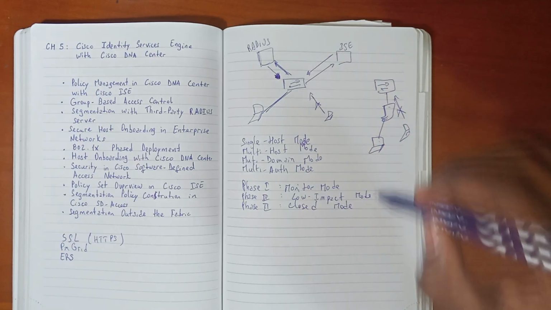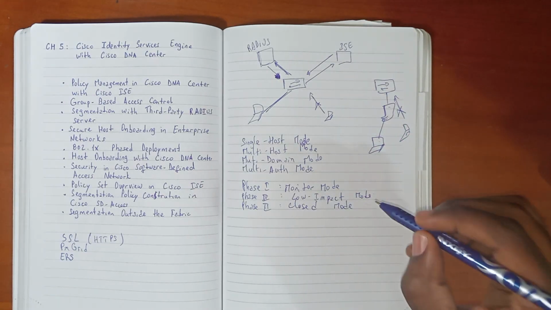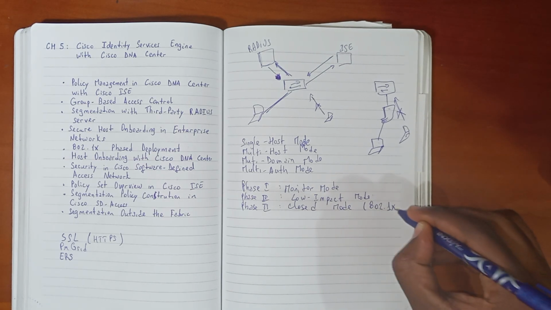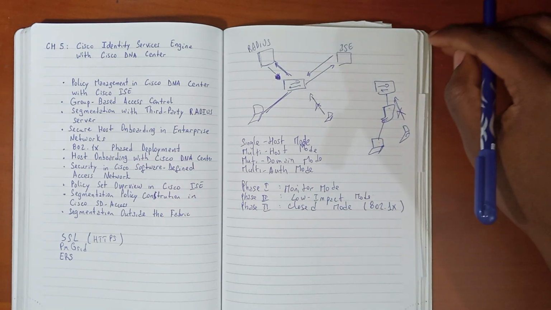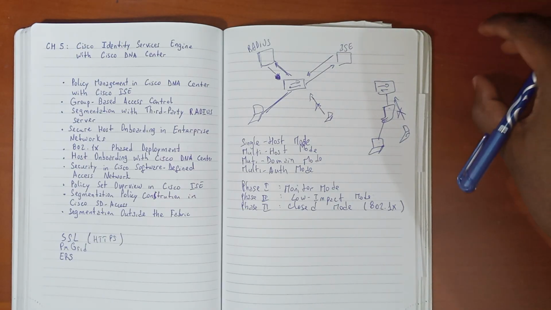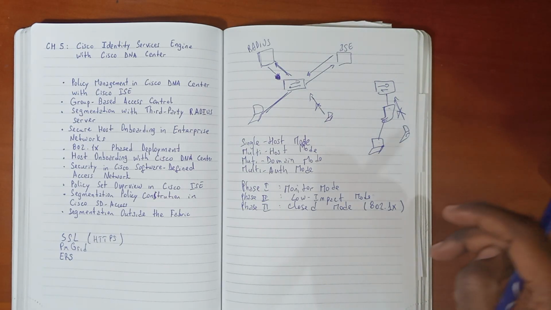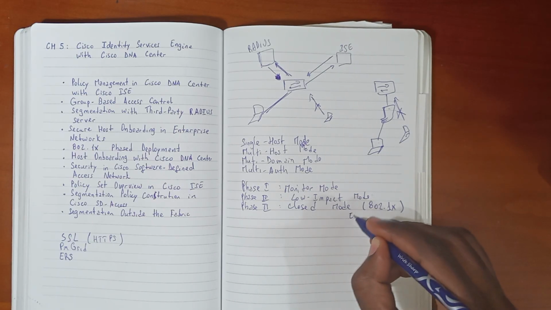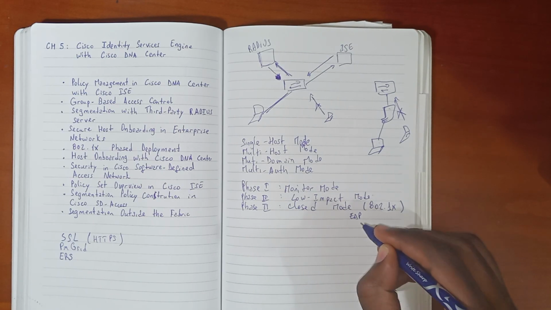In closed mode, it automatically implies 802.1X. The device can only have access to our infra after it authenticates with 802.1X. So it means the only thing allowed here in closed mode is the EAP traffic.